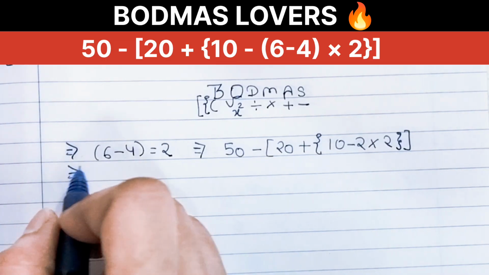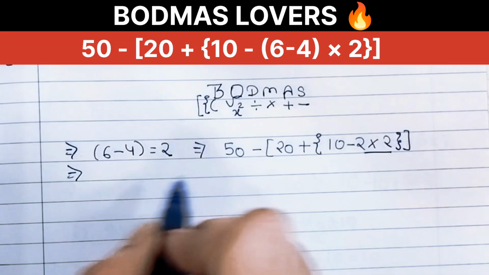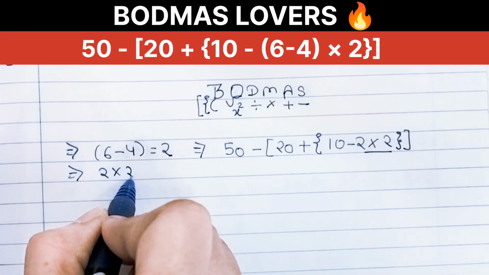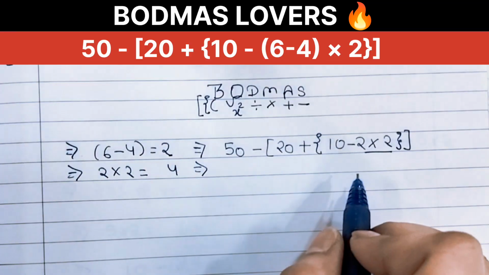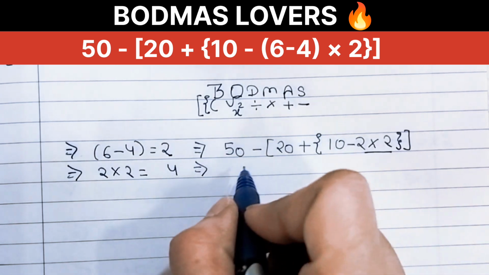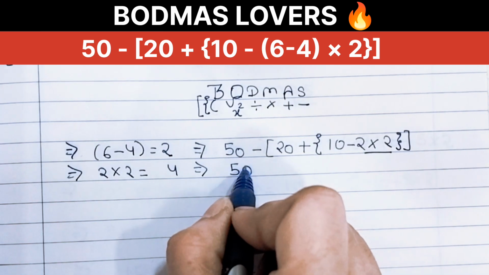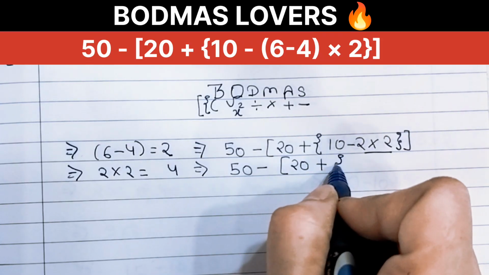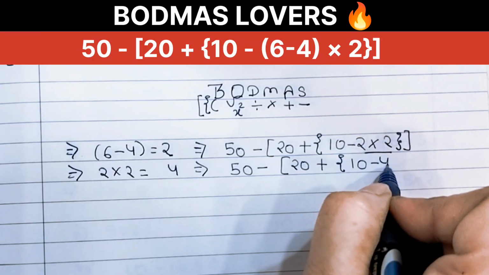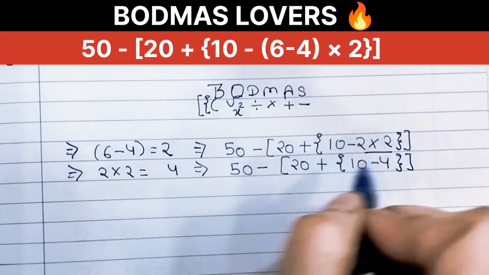Now multiply inside the curly braces. Now there is a multiplication. First we multiply the digits, and we get 4. According to this step, multiplication takes priority over subtraction inside the braces. And now the current expression becomes 50 minus square bracket 20 plus curly braces 10 minus 4. Curly braces off, square bracket off.